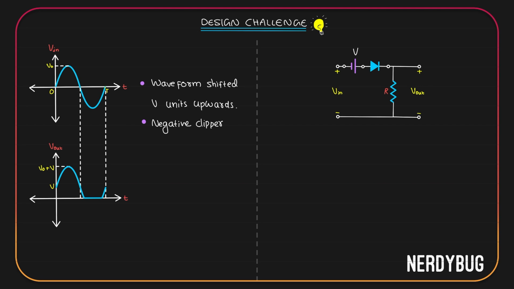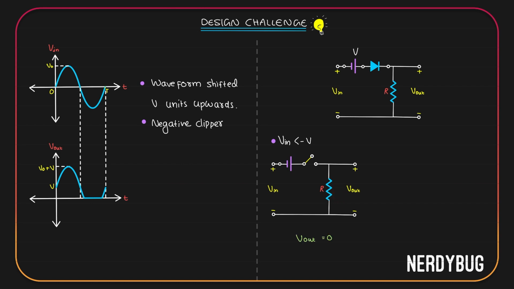Let's draw the circuit model when V input is less than minus V. Here the input voltage is negative enough, so the diode is in reverse bias. That means we can model it as an open circuit. Since it is an open circuit, no current will flow through our resistor, output voltage is 0.